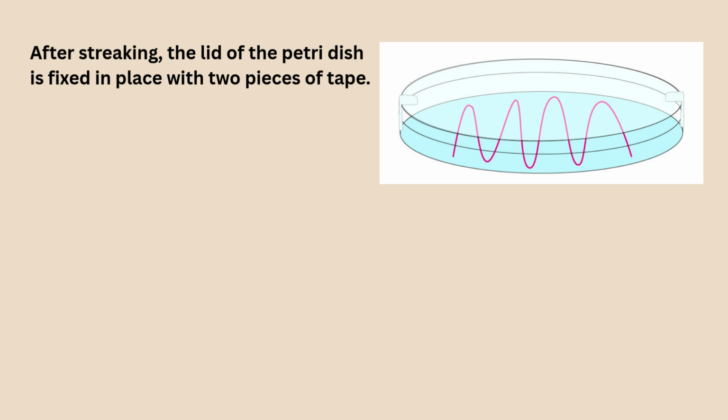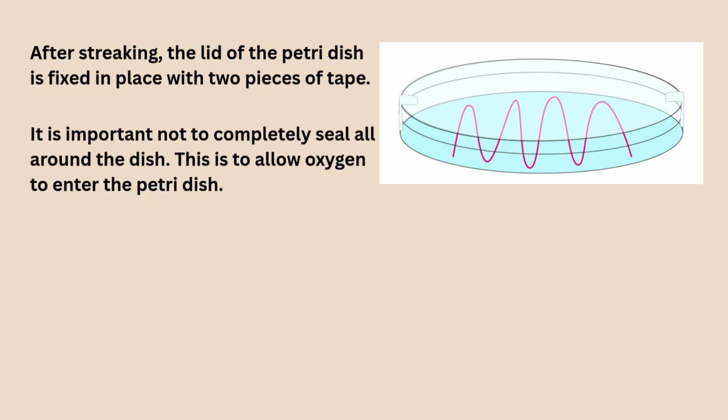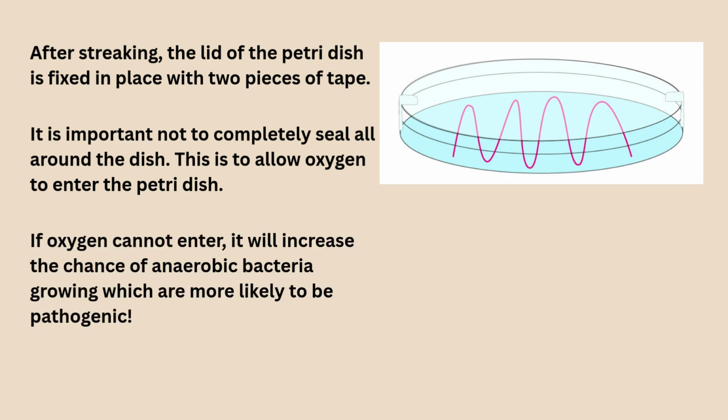After streaking, the lid of the petri dish is fixed in place with 2 pieces of tape. It is important not to completely seal all around the dish. This is to allow oxygen to enter the petri dish. If oxygen cannot enter, it will increase the chance of anaerobic bacteria growing, which are more likely to be pathogenic.